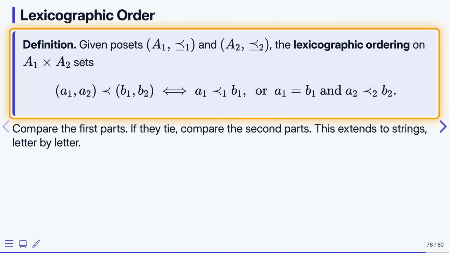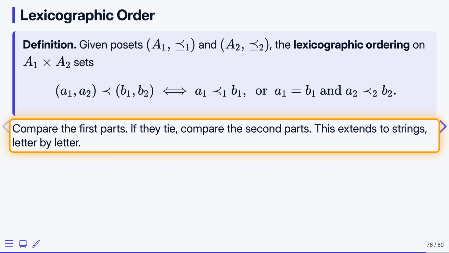Lexicographic order is dictionary order. Start with two posets, A1 with its order and A2 with its order. We want to order the pairs in A1 cross A2. We say the pair (a1, a2) comes before the pair (b1, b2) in one of two cases. Case 1. a1 comes before b1 in the first order. Case 2. a1 equals b1 and a2 comes before b2 in the second order.